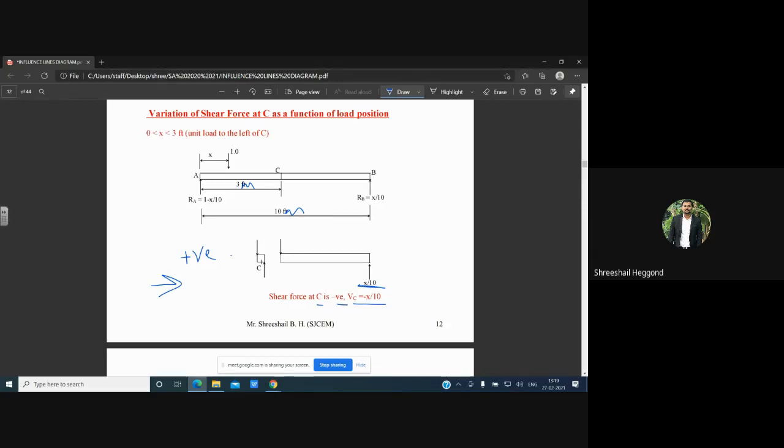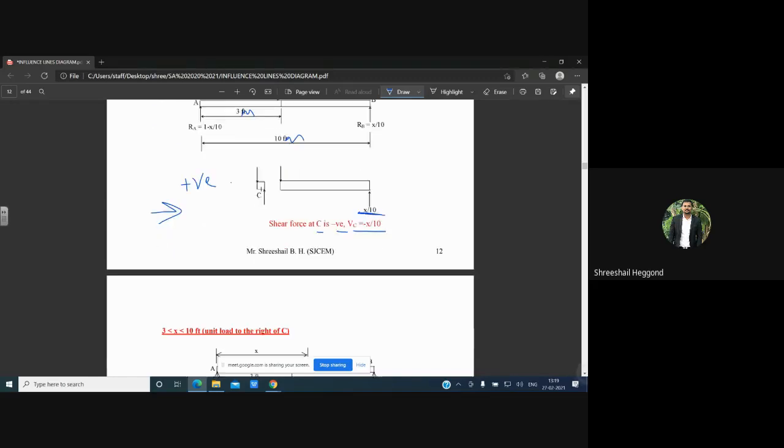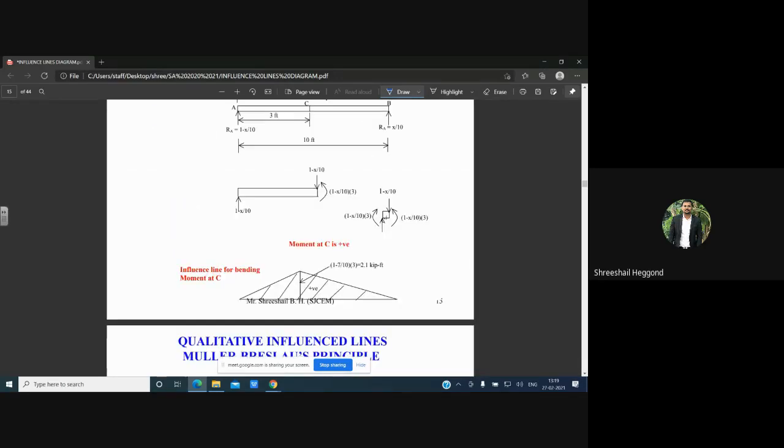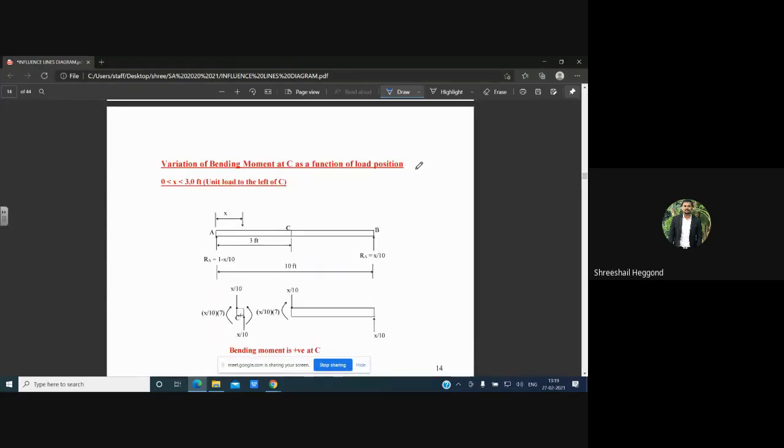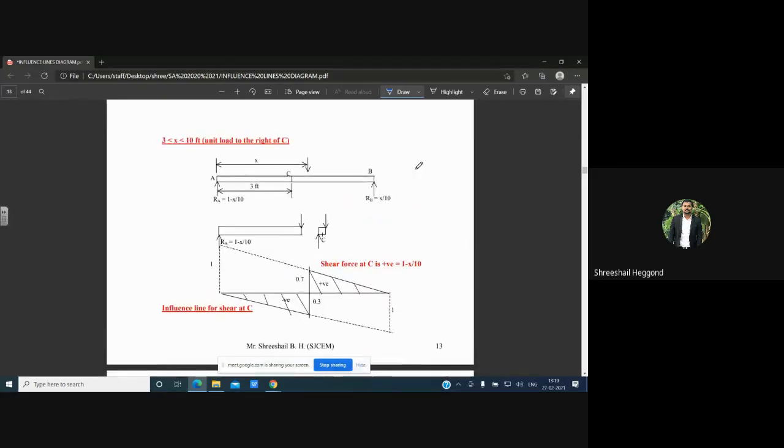Okay, therefore the diagram can be drawn as like this. The influence line diagram for shear force will be given as: the first reaction is 1 minus x divided by 10, and the second reaction is x divided by 10. If I want to draw the shear force diagram, that is a combination of both.